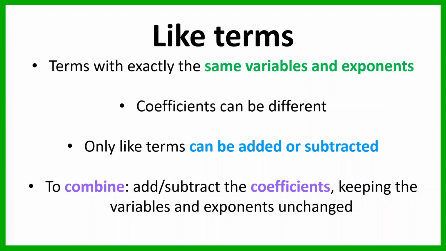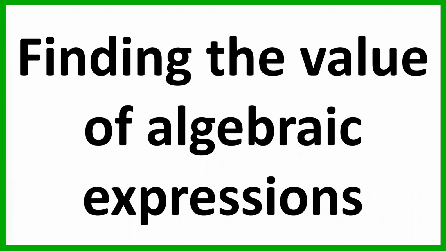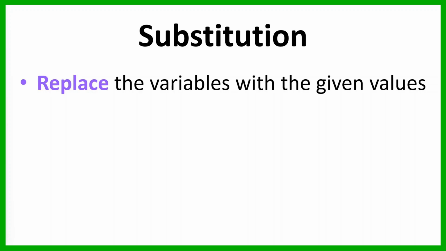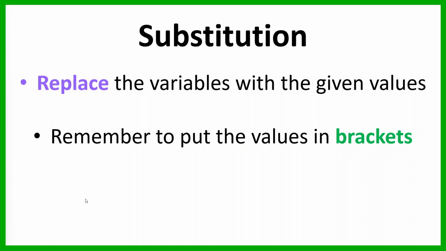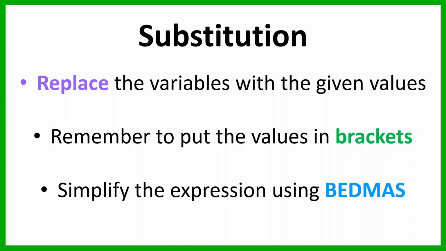But first we're going to go on to finding the value of algebraic expressions using substitution. So if you are asked to find out the value of an algebraic expression and you're given the values of the different variables, you're going to use substitution to do that. First, you're going to replace the variables with the given values. And don't forget that when you're replacing the variables with the values, you need to put them in brackets. And then once you have done the actual substitution, you then need to simplify the expression using BEDMAS.